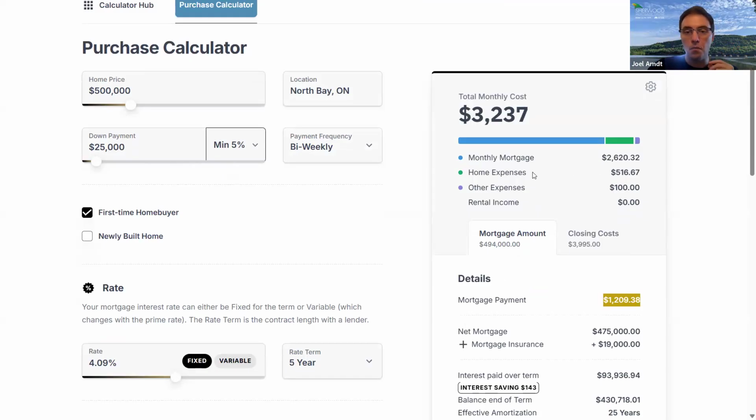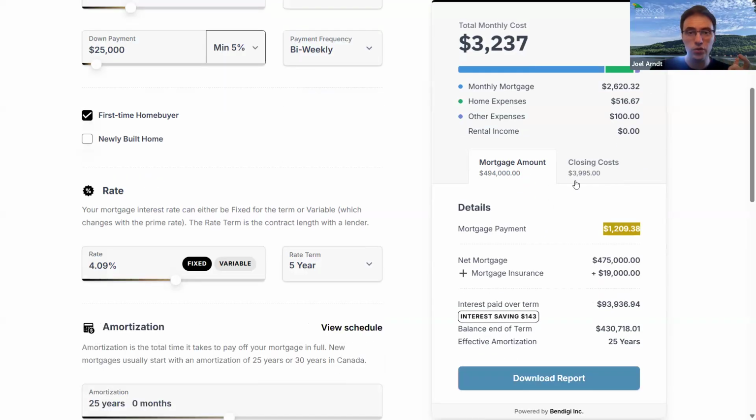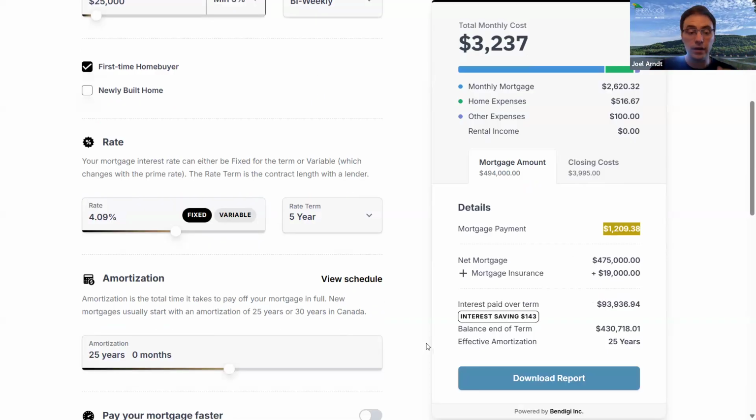And then monthly expenses of 516.67 if you're putting the property taxes and heat expense in there. Also, other expenses, we're using that as a stand-in for fire insurance or home insurance. Those two terms are used back and forth. Let's look at some of the details that are breaking down here.